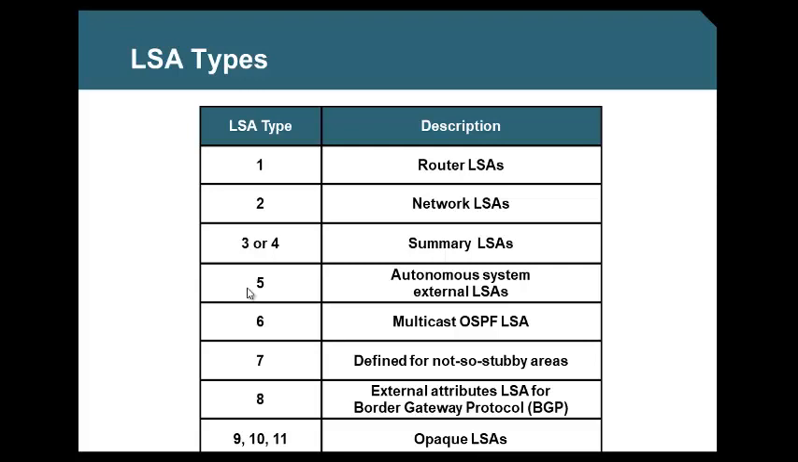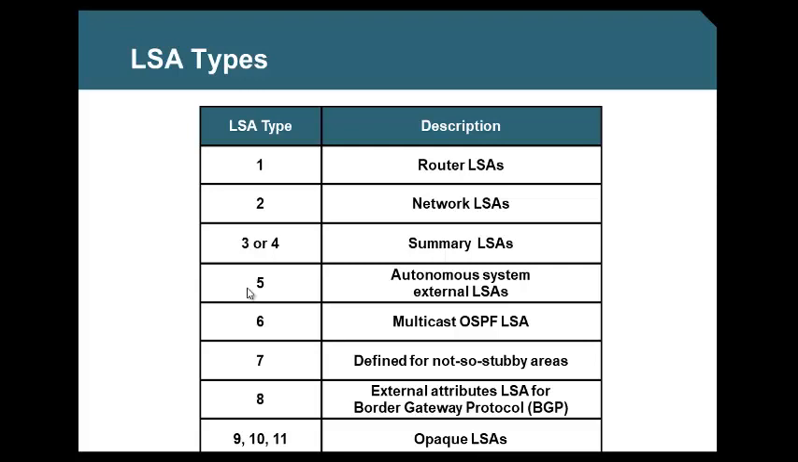So this LSA type is called network LSA because this LSA is sent by DR only. Type 2 LSAs are sent only by DR. No other router can send type 2 LSA. Only a DR can send type 2 LSA. Type 2 LSA is called network LSA.